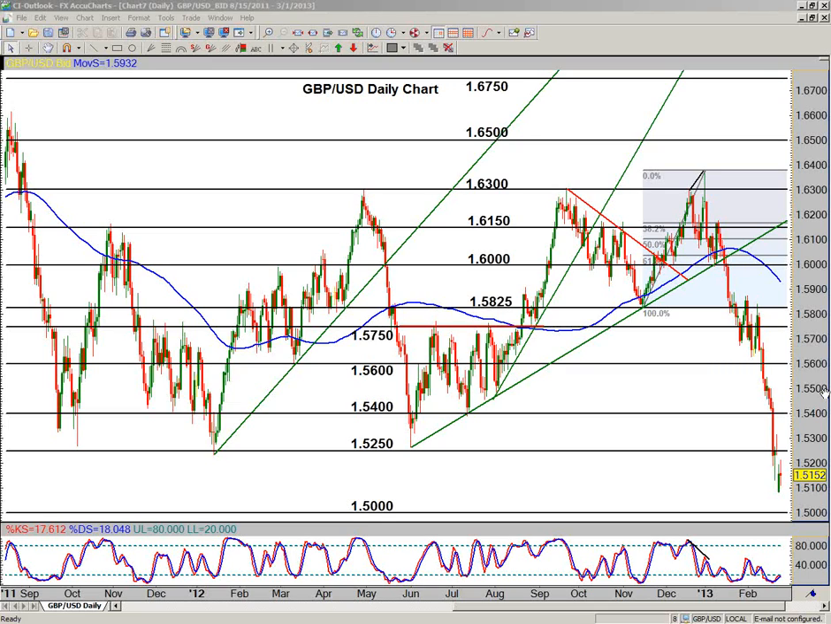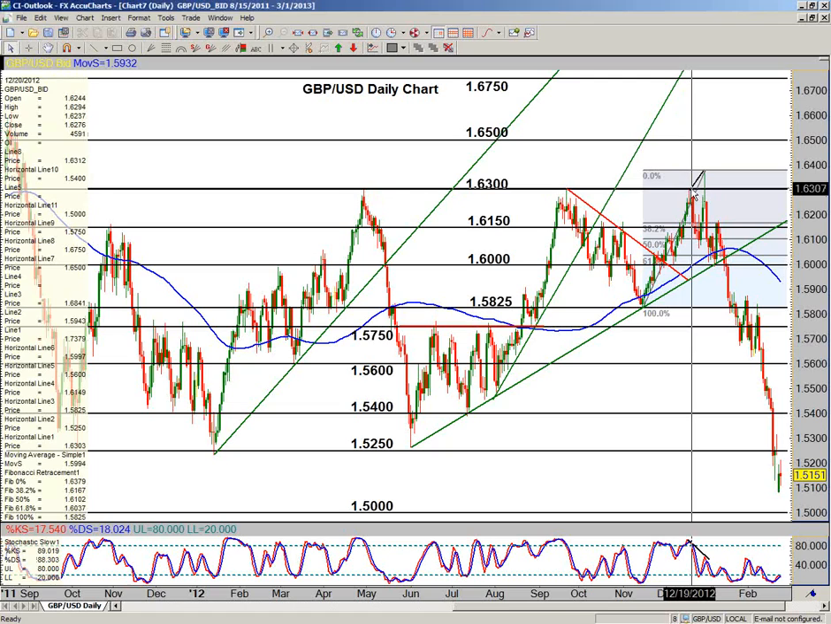Marco asks, technically one would go long at 153. Long at 153, yeah, I don't think so. I'm trading with the trend, and the trend is very strongly to the downside, as it has been for quite some time.